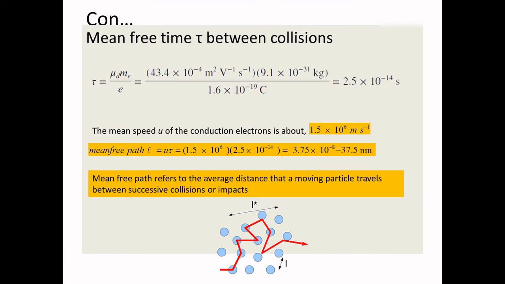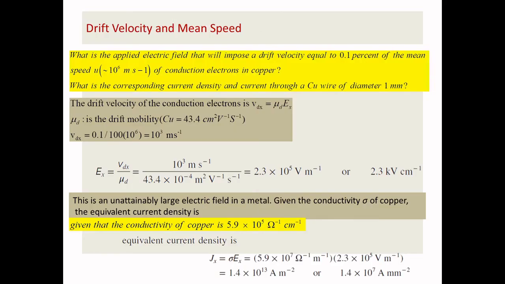It's the average distance that the moving particle has traveled between the collisions. So you can see that is L. L defines the average distance that the particle has traveled between successive collisions. Okay, this is the thing you understood. Then the next problem is a drift velocity and mean speed based problem.